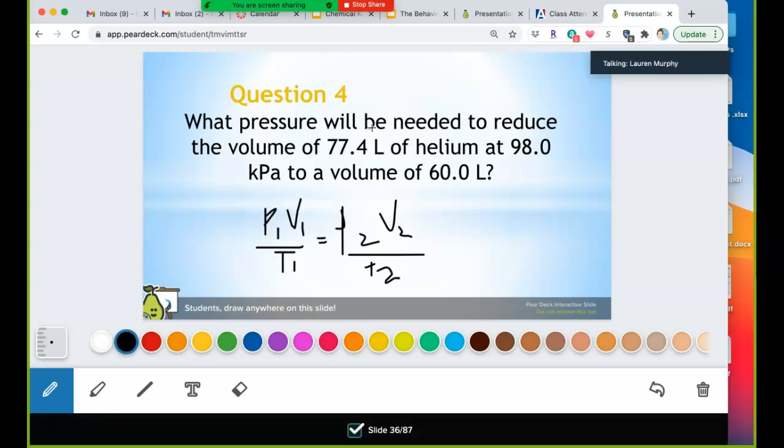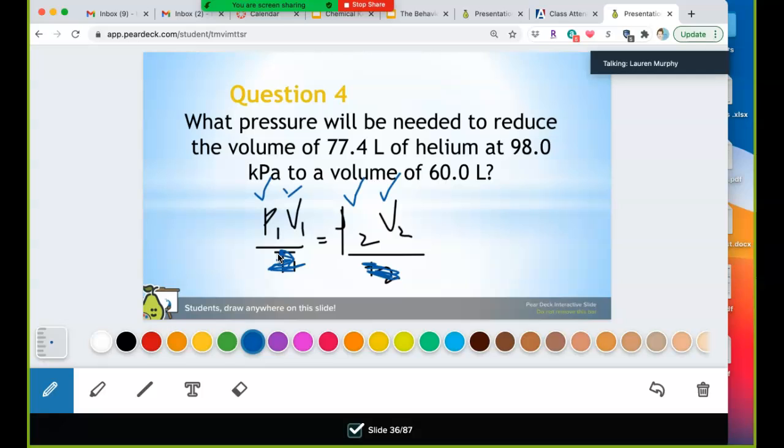So it says what pressure will be needed to reduce the volume of 77.4 liters of helium. So I have volume, okay? I want to know pressure. I give you a new pressure, 98 kilopascals, and I give you a new volume. And the thing that I've completely ignored so far is temperature. So I'm just going to pretend like it's not there. I don't see any mention of temperature. So as long as you know this law, you really know all the other ones.